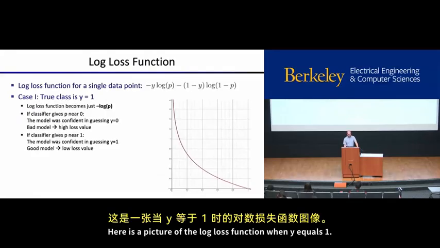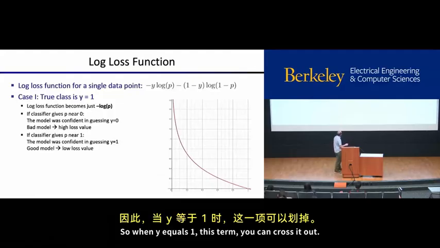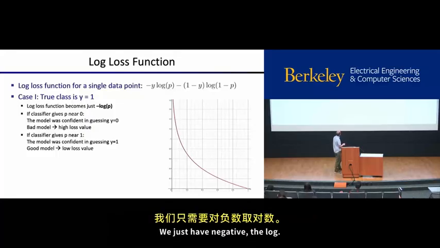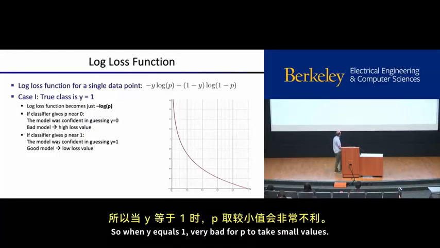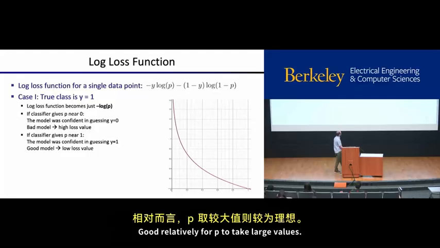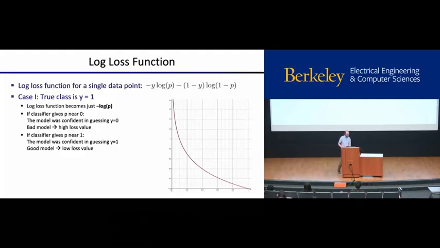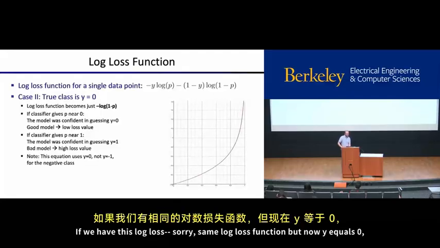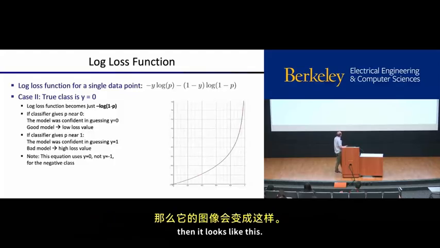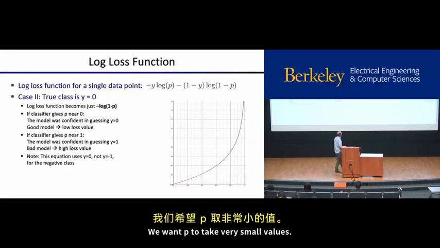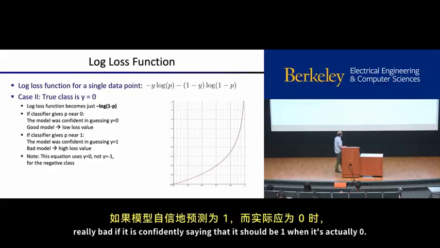Here is a picture of the log loss function when y equals 1. When y equals 1, this term, you can cross it out, that's 0. We just have negative the log. It looks like this. So when y equals 1, it's very bad for p to take small values, and relatively good for p to take large values. If we have this same log loss function, but now y equals 0, then it looks like this. We want p to take very small values, and it can be really, really bad if it is confidently saying that it should be 1 when it's actually 0.